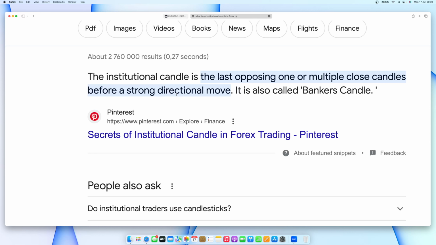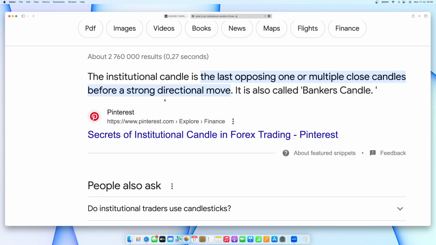Now we have different definitions of an institutional candle. The Forex market is very wide, and there are a lot of traders trading in the financial market, different people coming up with different definitions and different meanings. So there is no one perfect definition of what an institutional candle is. Different people come up with different definitions. But if you look at it, there's something in common.